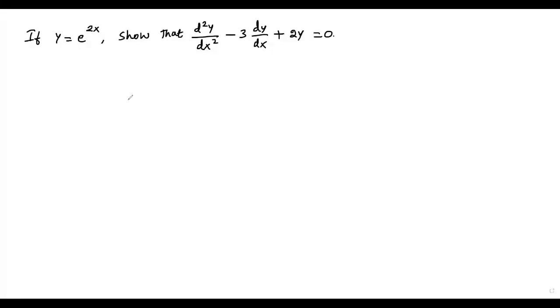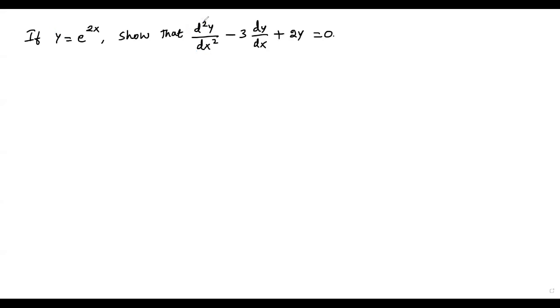Here we have a problem on derivatives. A function is given, y equals e to the power of 2x, and we have to show that d²y/dx² minus 3 times dy/dx plus 2y equals 0. So d²y/dx² represents the second derivative of y.